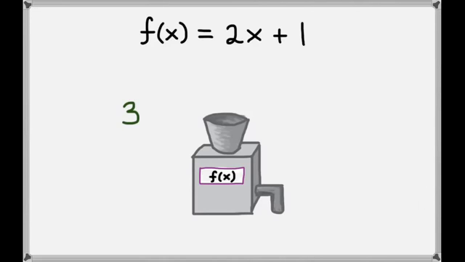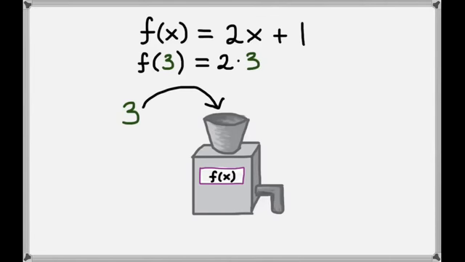So for instance, if I take the number 3 and I put it in this function, this machine, I can expect to get one number out. And that number we can get by plugging in 3 into our function. Here's what we mean by that. f of 3 is going to be 2 times, so we have an x here, we're going to replace it with a 3. So we have 2 times 3 plus 1. And that equals 6 plus 1, which is 7.